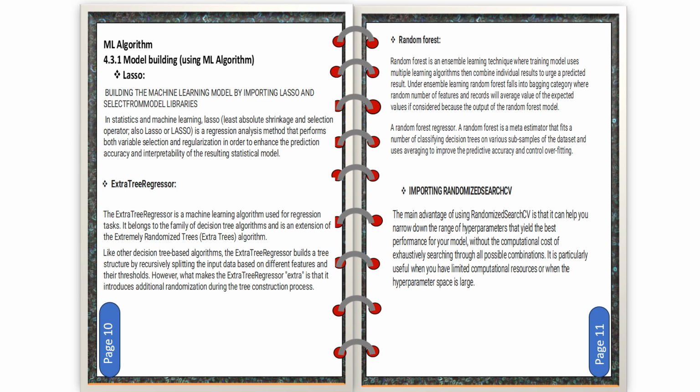Next is the randomized search CV. The main advantage of using randomized search CV is that it can help you narrow down the range of hyperparameters that yield the best performance of your model, without the computational cost of exhaustively searching through all possible combinations. It is particularly useful when you have limited computational resources or when the hyperparameter space is large.